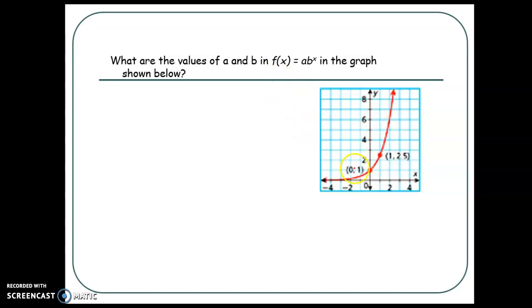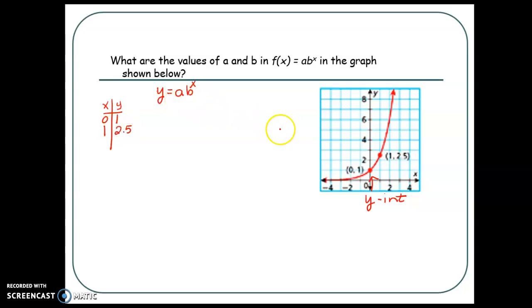All right, what are the values of a and b in this a b to the x in the graph shown below? It's pretty easy because it gives you your y-intercept, and then it gives you another point. So you can do this pretty easily by hand. You don't even need Desmos. You can do y equals a b to the x, and you have 2 x and y's. One is 0, 1. And one is 1, 2.5.